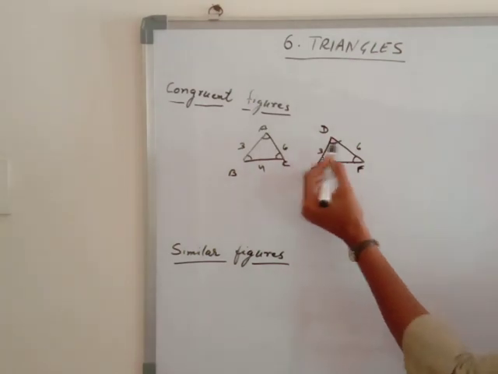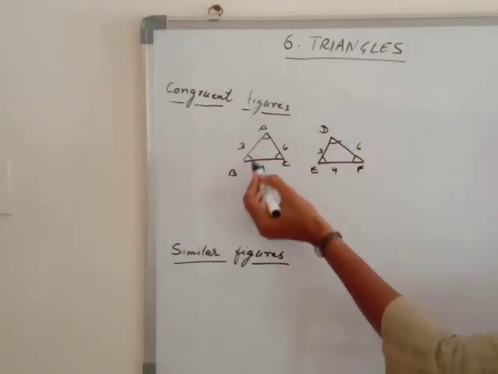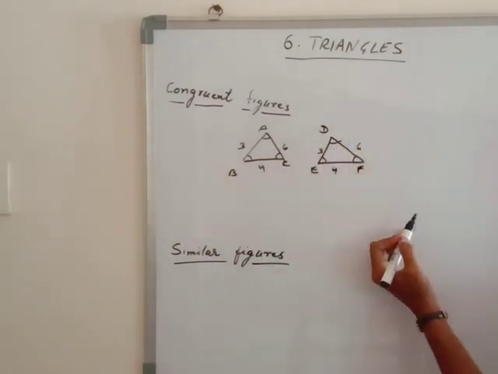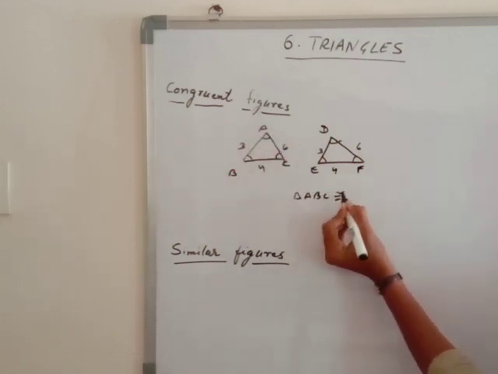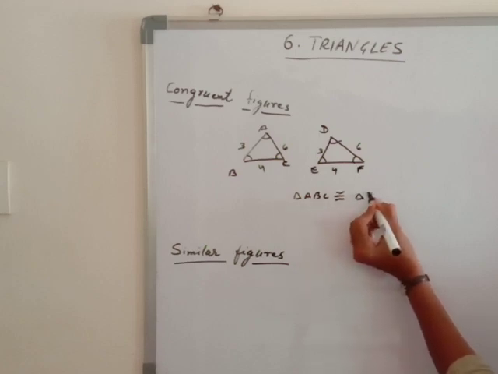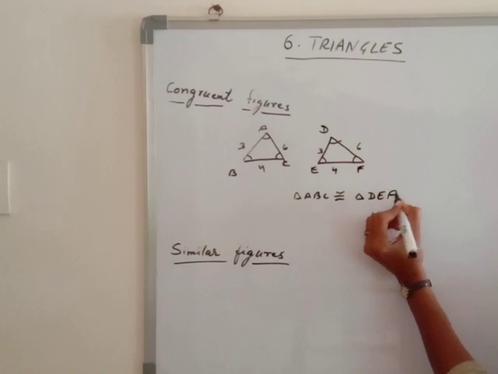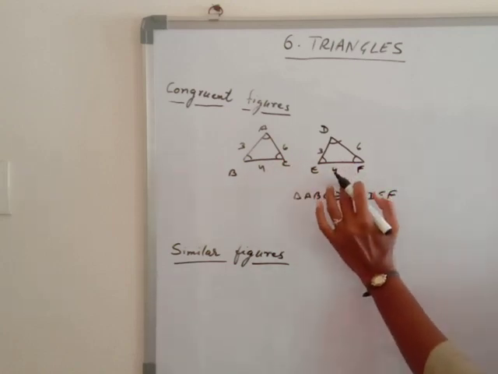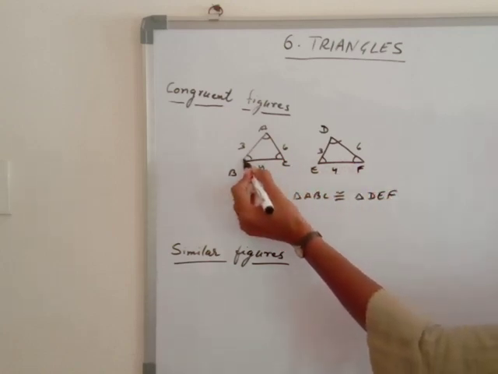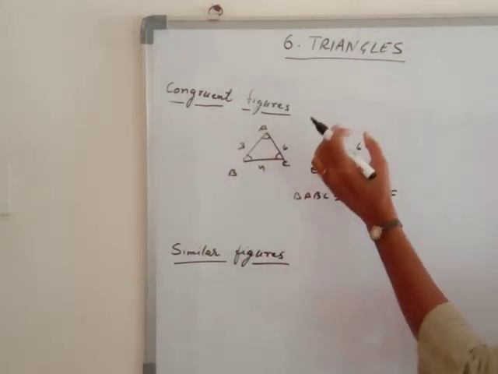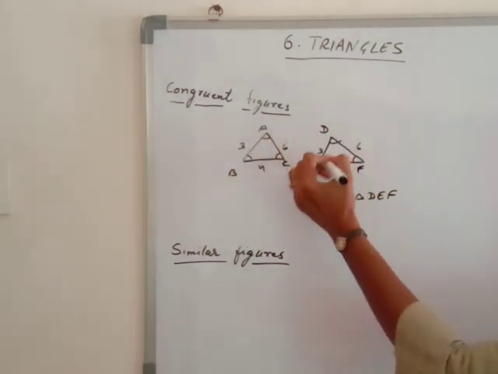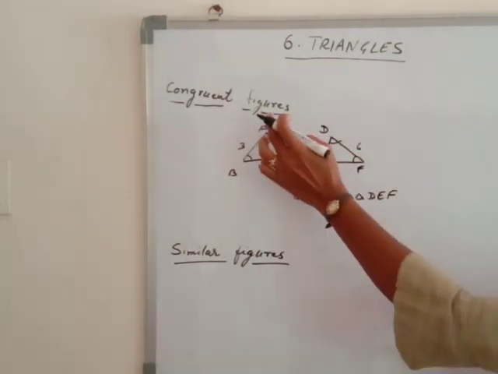That means if corresponding angles are equal and corresponding sides are also equal, then we say that triangle ABC is congruent to, this is the symbol of congruent, to triangle DEF. So congruent is clear. Congruent means the photocopy. If I keep this ABC triangle on DEF, it will coincide. Then they are called congruent.